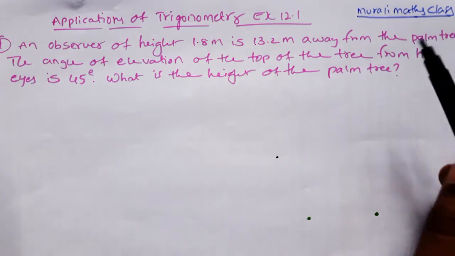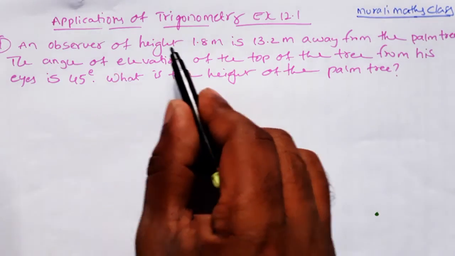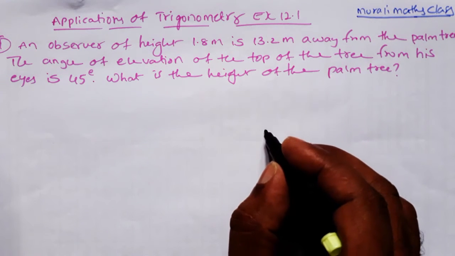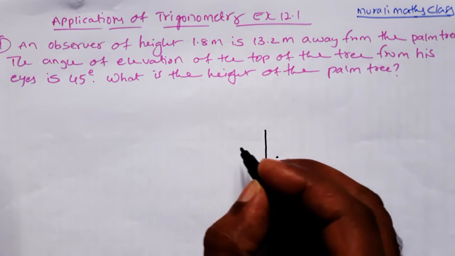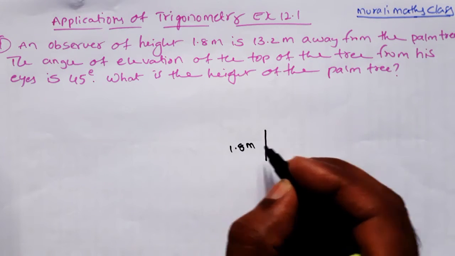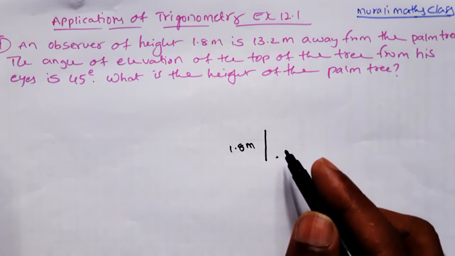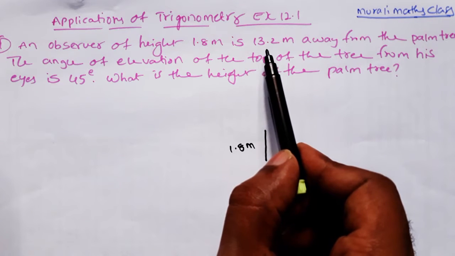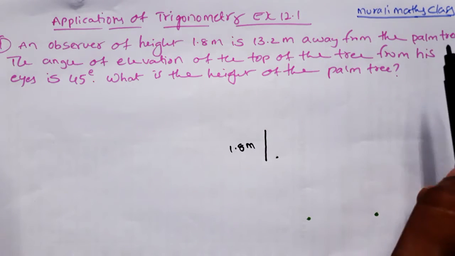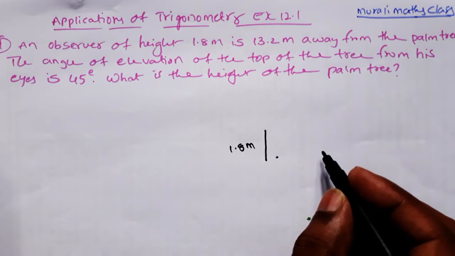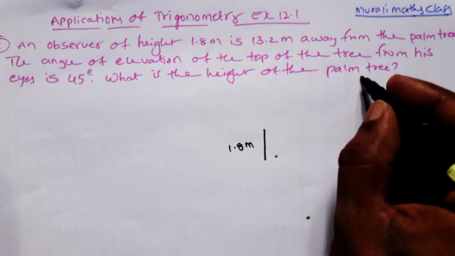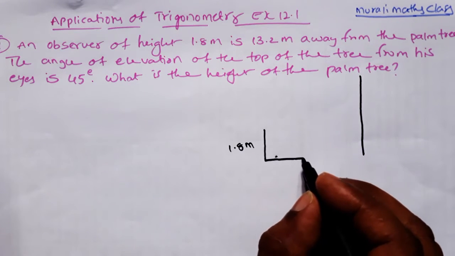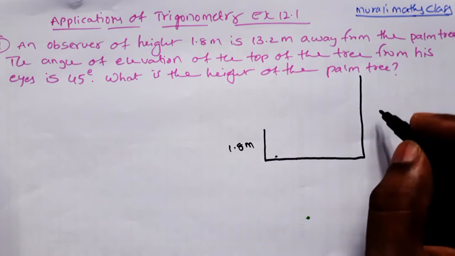So first we will draw the diagram. An observer of height 1.8 meters. So one person is standing here like this. His height is given as 1.8 meters. This is the person, okay. An observer of height 1.8 meters is 13.2 meters away from the palm tree. So opposite to him, a palm tree is there like this. Let us think this horizontal line represents the ground and this is the palm tree.